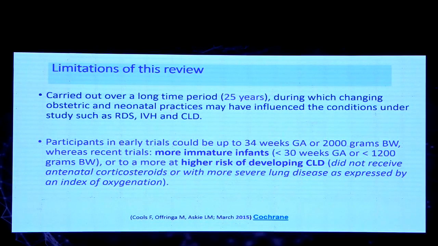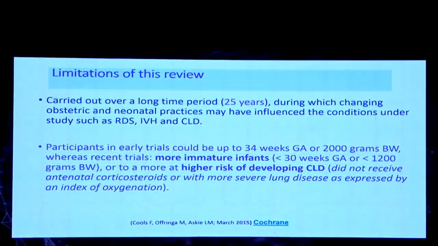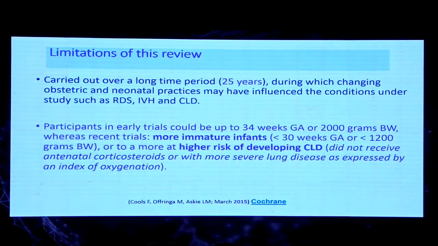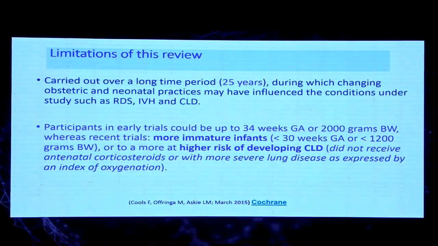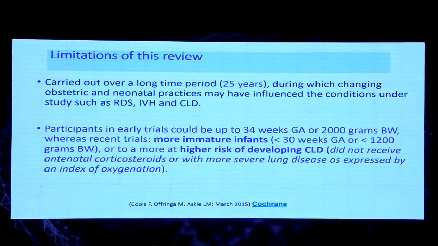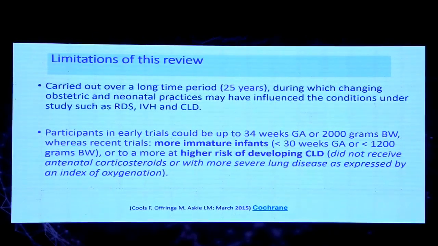The limitations of this review are that it was carried over a long time period, 25 years, during which changing obstetric and neonatal practices may have influenced the conditions under which the studies were performed, and the outcome has changed. Participants in early trials could be up to 34 weeks gestation, so they had higher birth weight and higher gestational age, whereas more recent studies use more immature infants, more at risk for chronic lung disease, who may not have even received steroids, so they are at higher risk of more severe lung disease as expressed by an index of oxygenation. So there is a lot of variation in those studies.